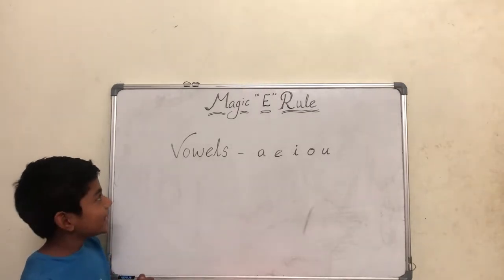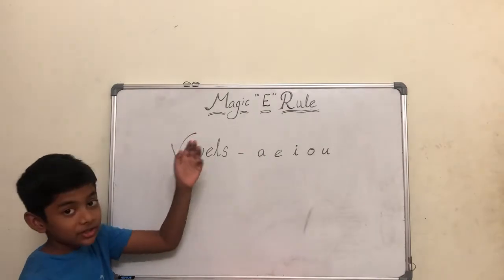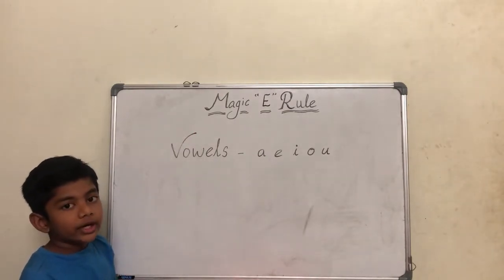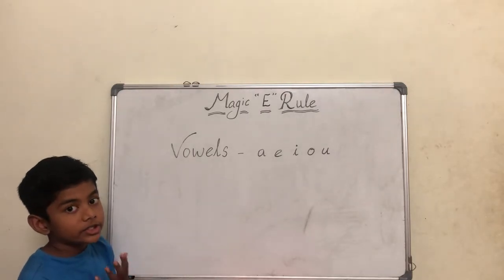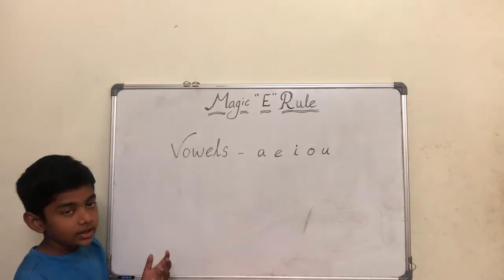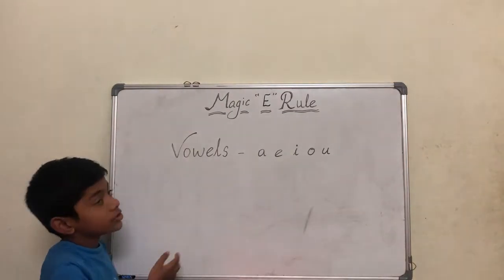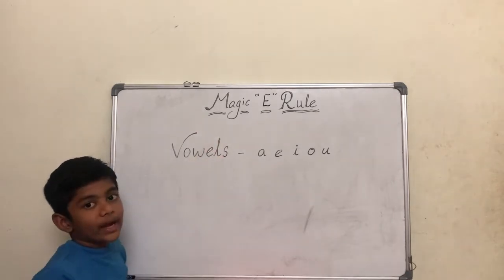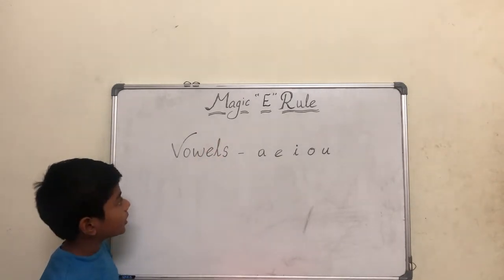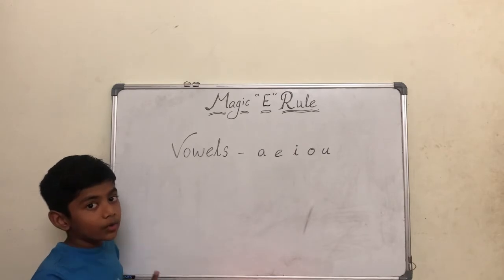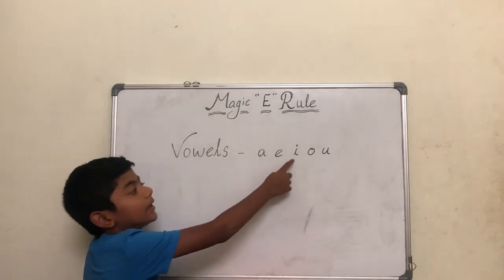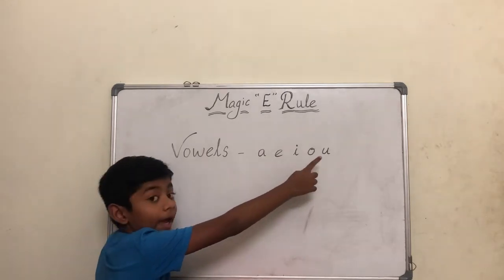Wednesday. Today, we're going to talk about the magic E rule. The magic E rule is a rule in English grammar. Before going to the details, let's have a glance at the vowels so you have a better understanding of the magic E rule. There are five vowels in the alphabet: A, E, I, O, and U.